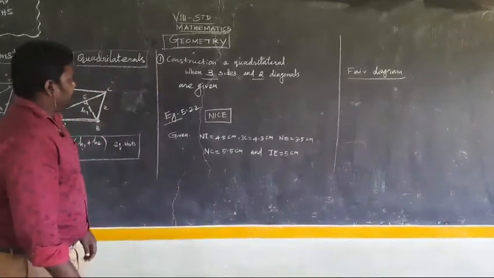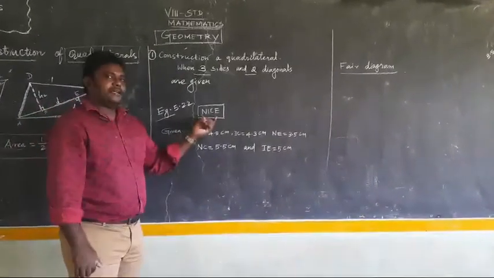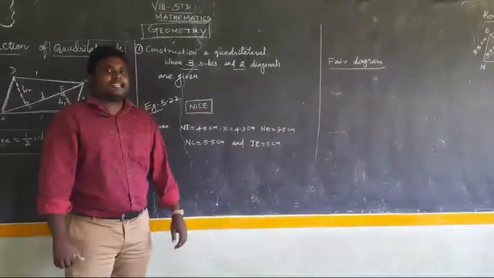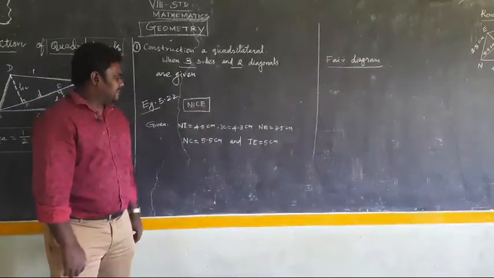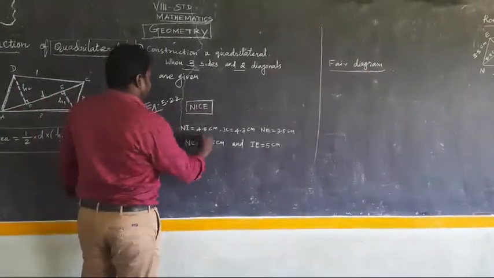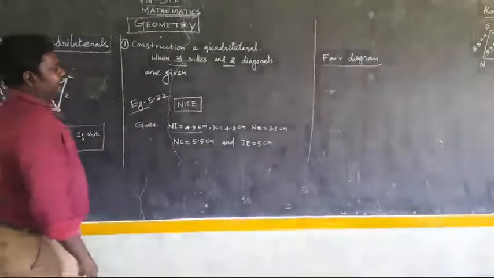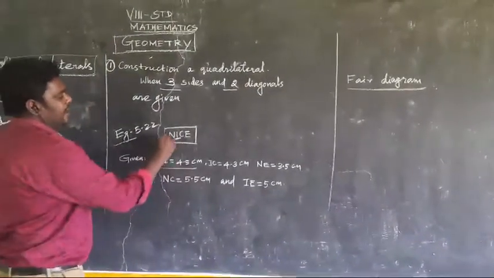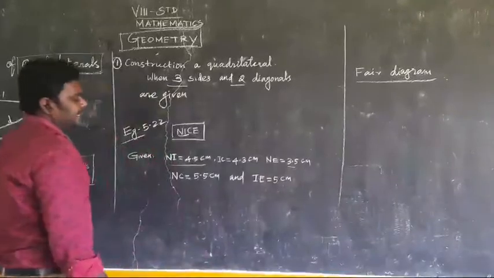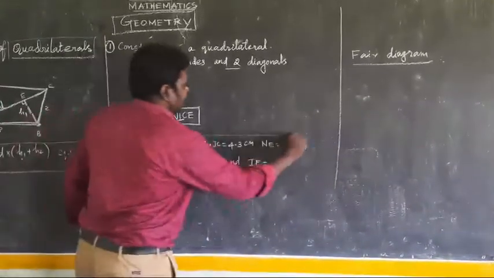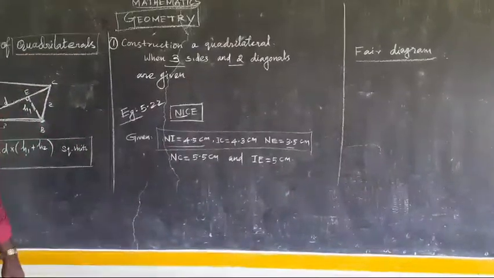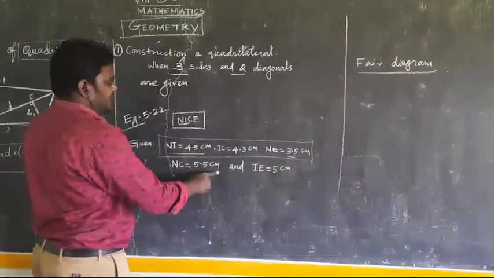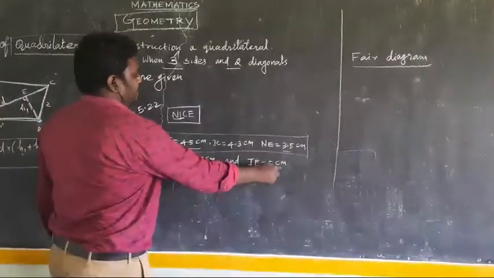So example 5.22. Construct a quadrilateral NICE. Given that NI is 4.5 centimeter, IC is 4.3 centimeter and NE is 3.5 centimeter. These are three sides of the quadrilateral. Next, the diagonals: NC equal to 5.5 centimeter and IE equal to 5 centimeter.